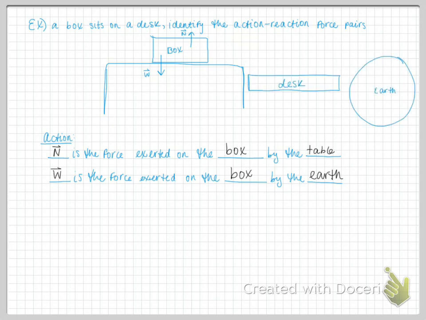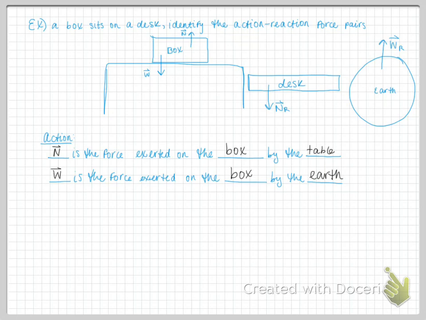And then we also have to draw free body diagrams for the reaction forces. Since the normal force acted upwards on the box, the normal reaction force will act downwards on the box. And since the weight force acted downwards on the box, the weight reaction force will act upwards on the earth.